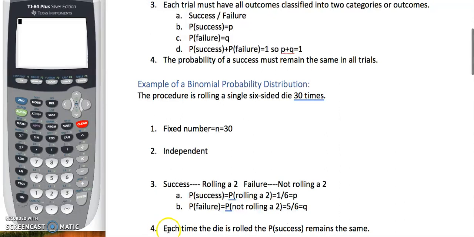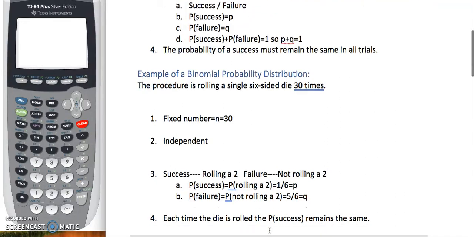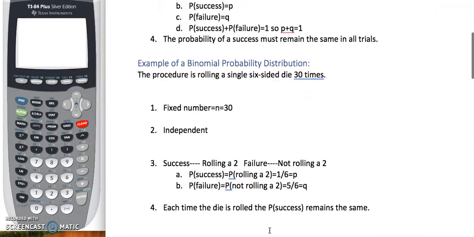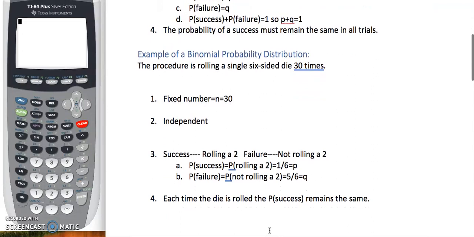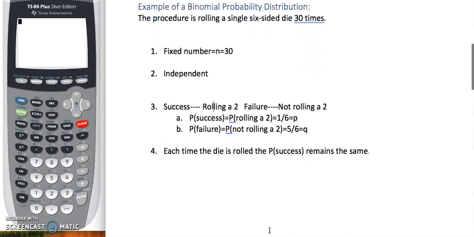And of course, each time the die rolls, the probability of me rolling a 2 always remains the same. It's always 1 out of 6. So this is an example of a binomial probability distribution. So let's look at how to calculate some of these.